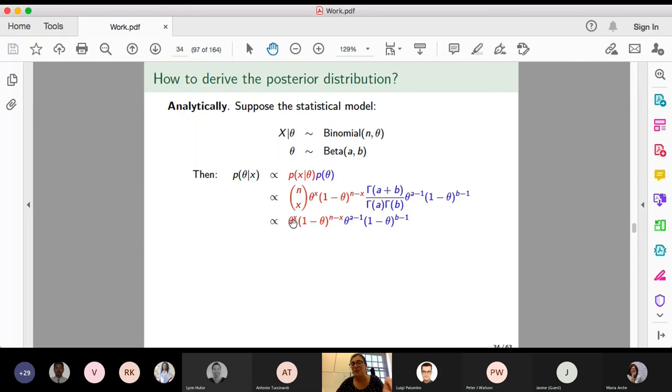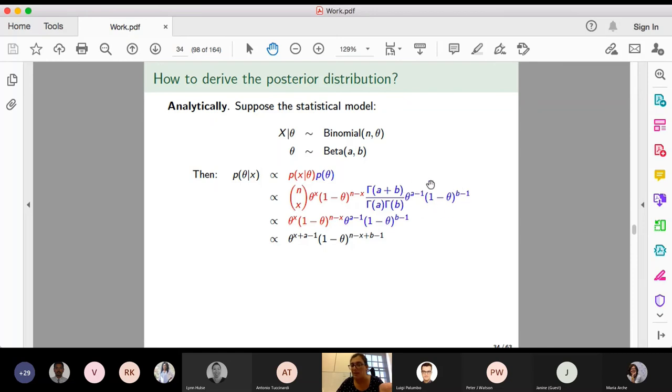We have theta to the power of x in this term, and we have theta to the power of a minus 1. This is the multiplication of two power functions with the same base. That is equal to a new power function with the same base, and the power is the sum of these two. So I'll combine this theta to x with this theta to a minus 1 in just this first term here, theta to x plus a minus 1. And I will do the same with the other power function that has a base 1 minus theta. That's all the math.